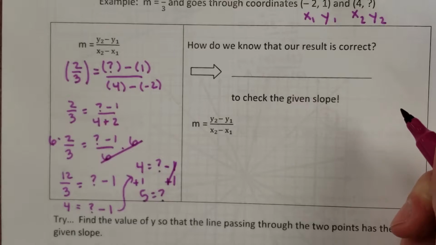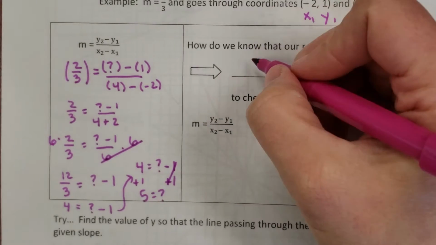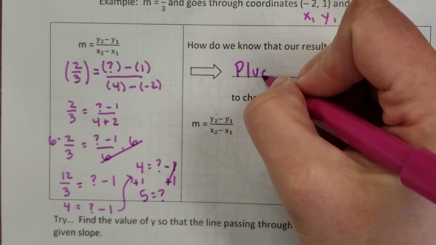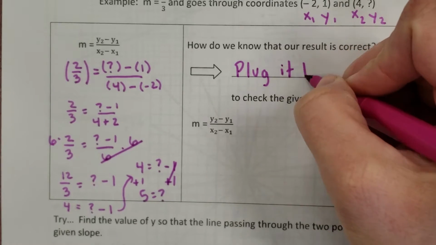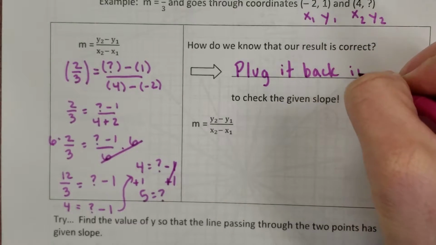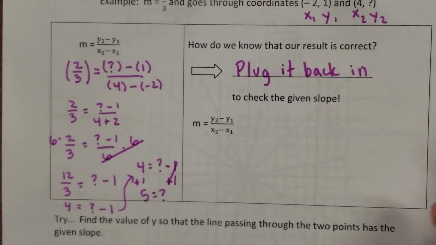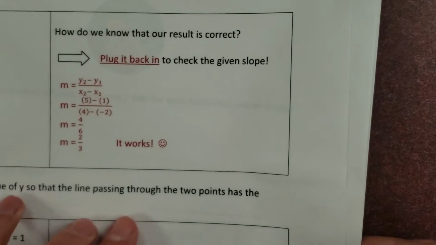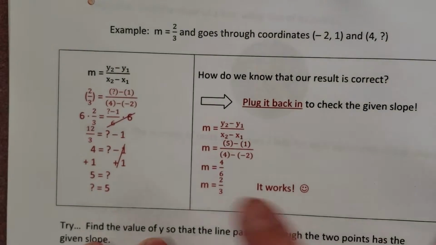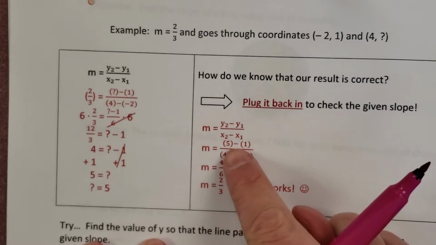Now, how do I know? I can plug it back in or sub it back in. We can plug it back in to check our slope. So if we do that, here's the work that we did. We said it was 5.